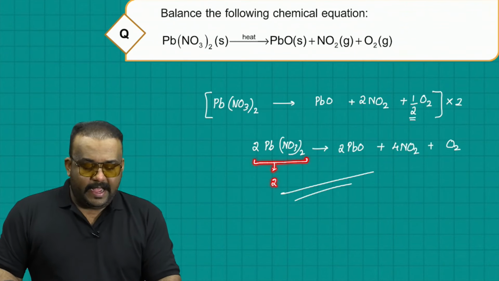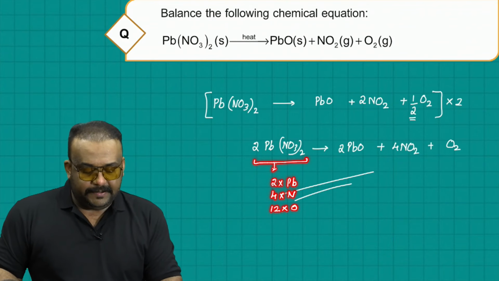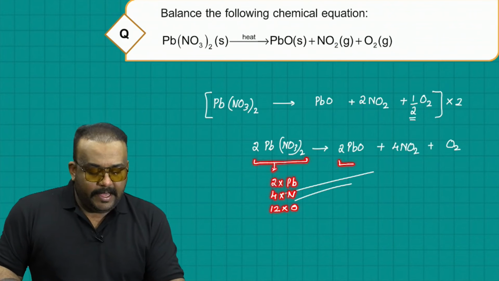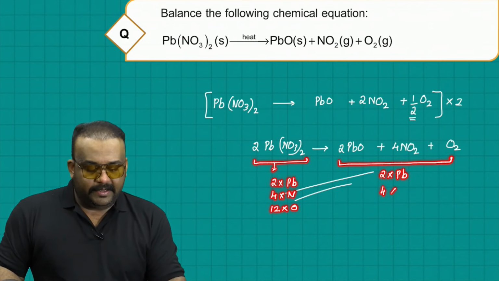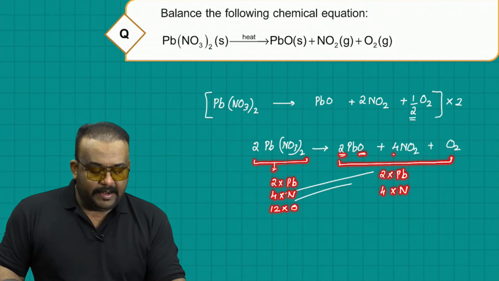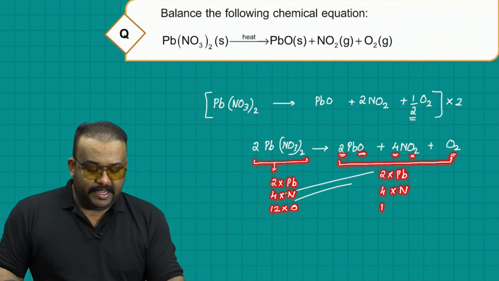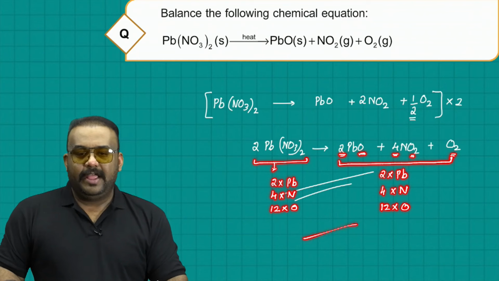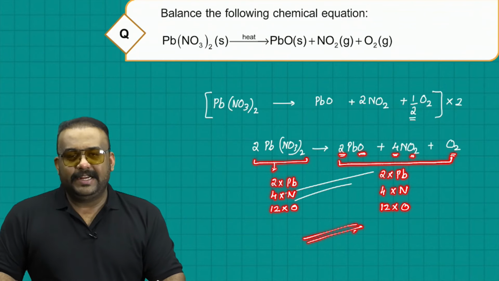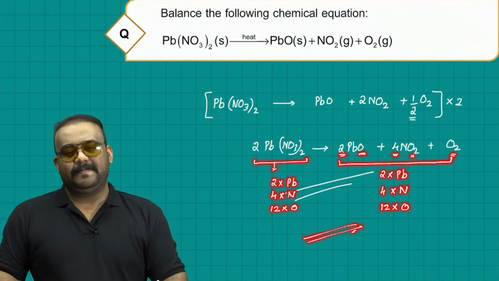Here we have 2 atoms of lead, 4 atoms of nitrogen, and 12 atoms of oxygen. Here we have 2 atoms of lead, 4 atoms of nitrogen, and 2 oxygen here, plus 8 oxygen here, which is 10, plus 2 oxygen here, that is 12 oxygen. Hence, both the sides have same number of atoms.